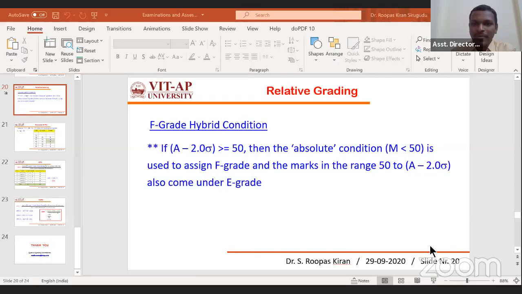Sir, once again, absolute grading. Absolute grade is a very simple grade. Even relative grading is more complicated to understand. Absolute grade is simple.